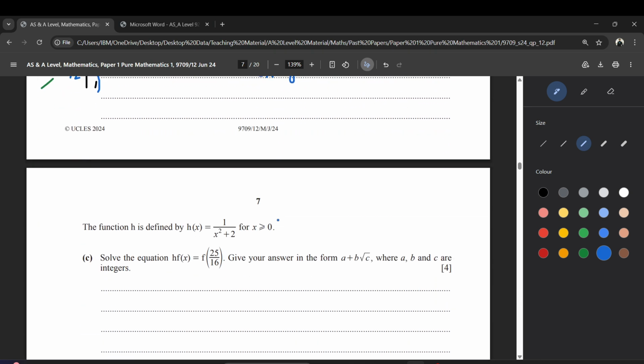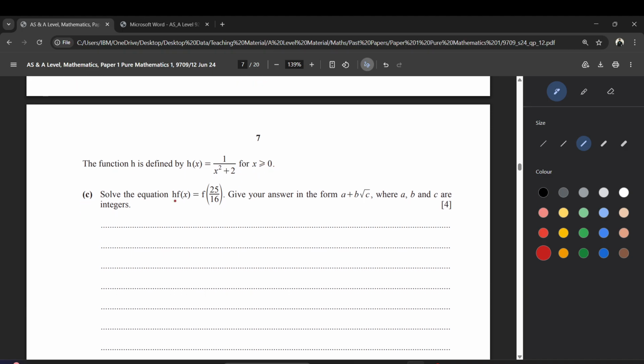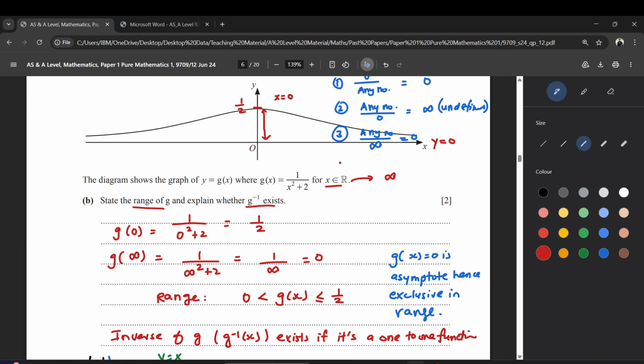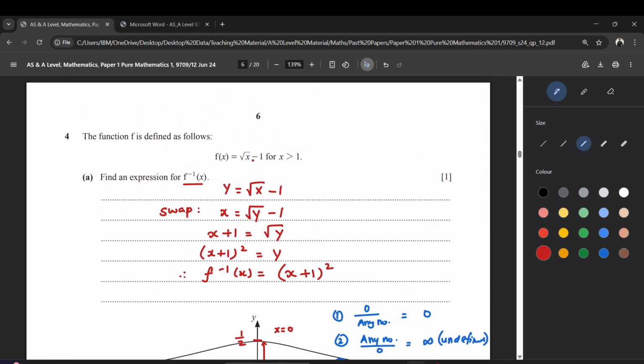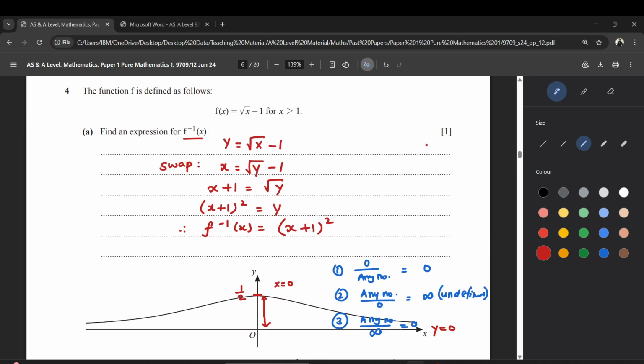Okay. All right, the next part of the question: the function h is defined by h of x equals 1 over x squared plus 2 for x greater than or equal to 0. Solve the equation h f of x equals f of 25 over 16. Okay, first of all, let me write down what is f of x from the previous part. It is root x minus 1, and its domain was, this is greater than 1, was it?